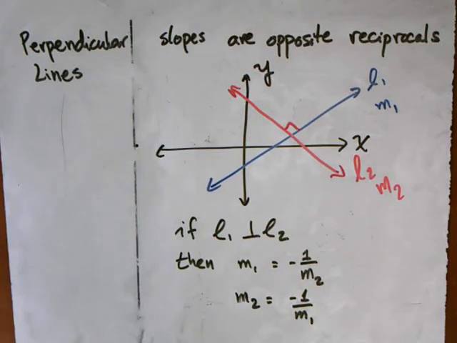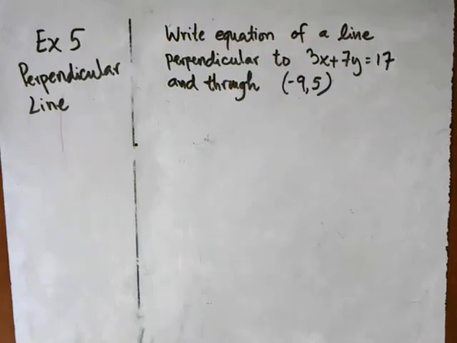And there's a great proof for this in geometry, but we're not going to go too much into detail about that right now. Please see your teacher or watch one of the geometry videos to see that proof. Okay, but the main idea is that if two lines are perpendicular, then the slopes are opposite reciprocals of each other. And so let's take a look at an example of how to use this idea.